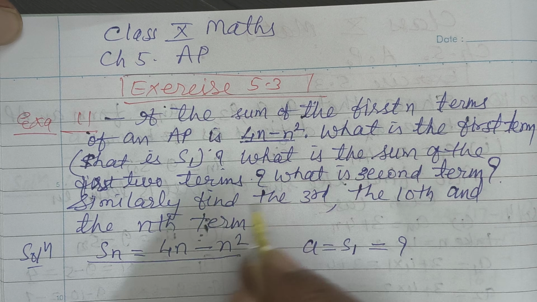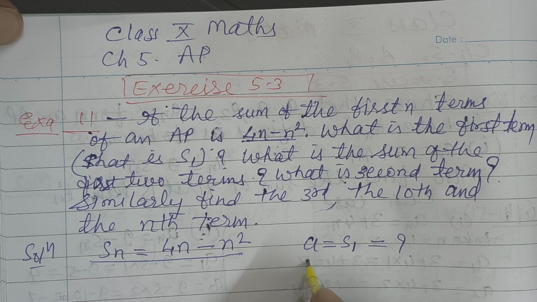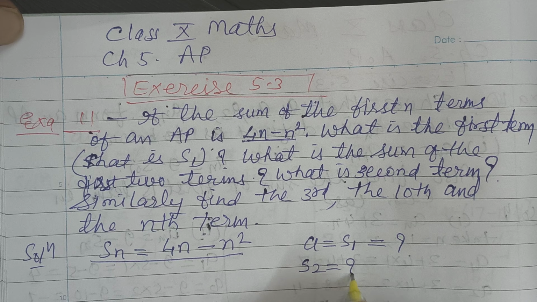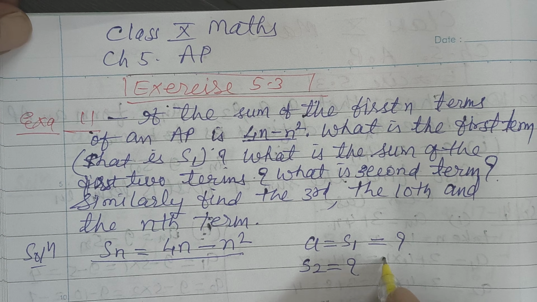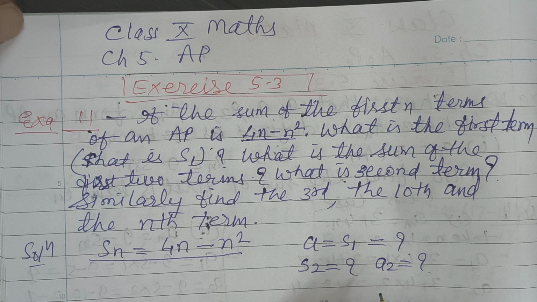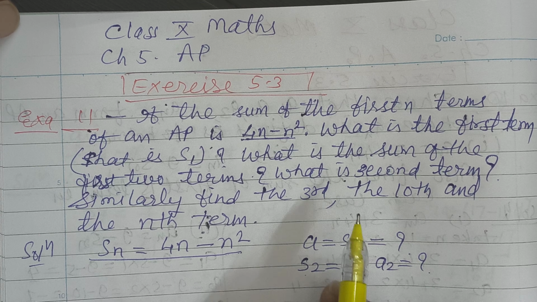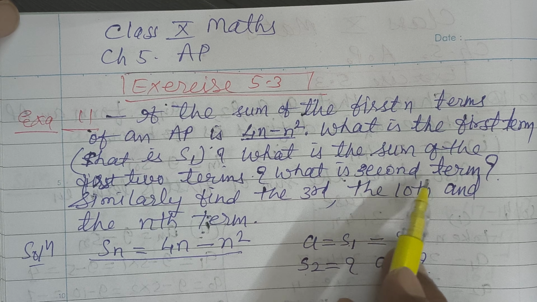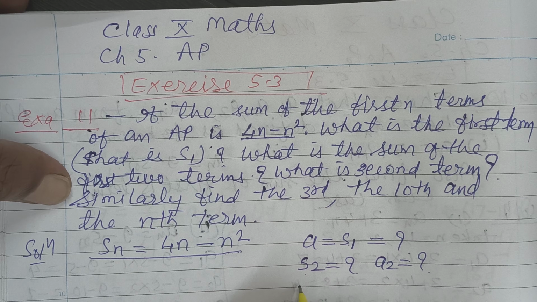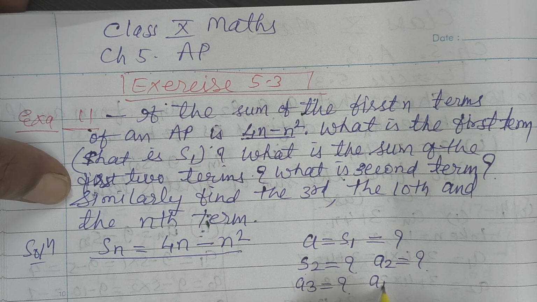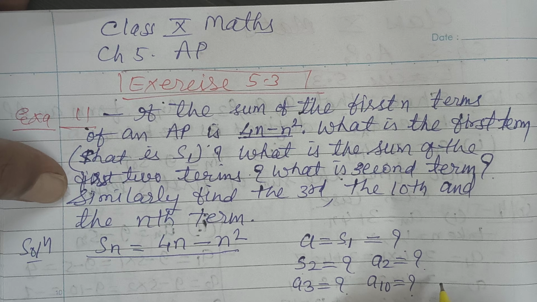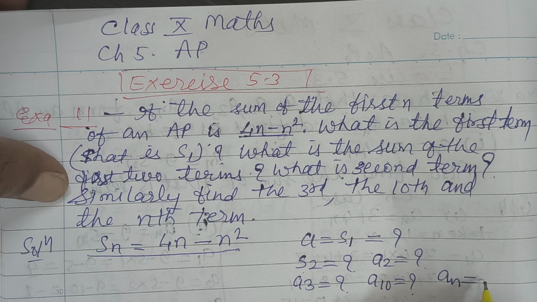Then what is the sum of the first two terms? S2. We have to find out. Then what is the second term? That is A2, also we have to find out. That is S2 minus S1. Then similarly find the third term, meaning A3 we have to find out. A10, that is also to find out. And the last we have to find out An.